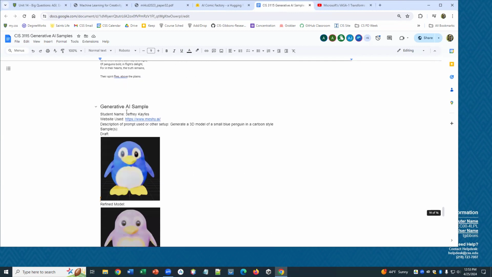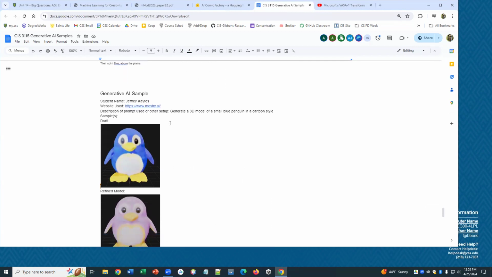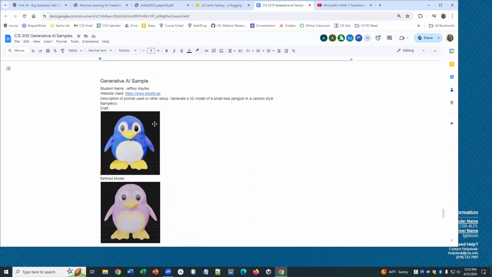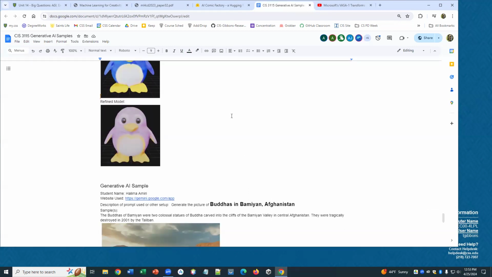They should. Right, okay, and then here's Meshi, where, again, you can create 3D models. We've used this a little bit and talked about this in game design. And Jeffrey, you did a small penguin for this. It's nice.